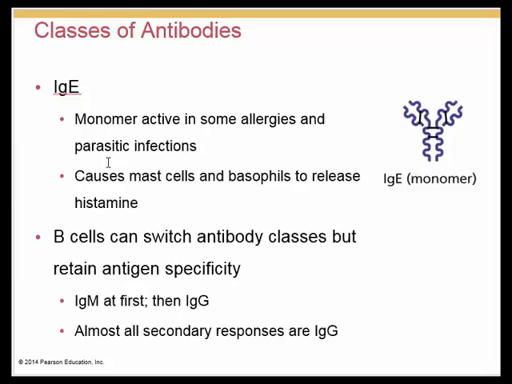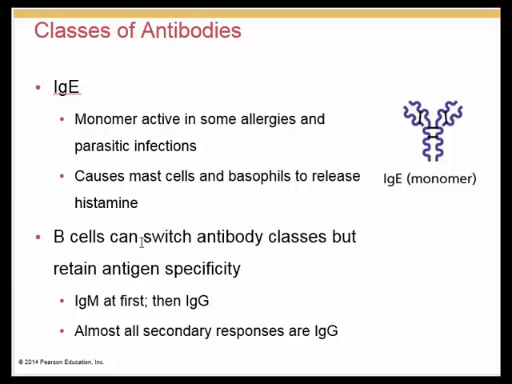Last but not least, mad egg, IgE. All right, this is the least populous of the antibodies. It is a monomer, and it's active in some allergies, some parasitic infections, which means mast cells and basophils are going to be releasing their histamine caused by the IgE, but this is the least populous.